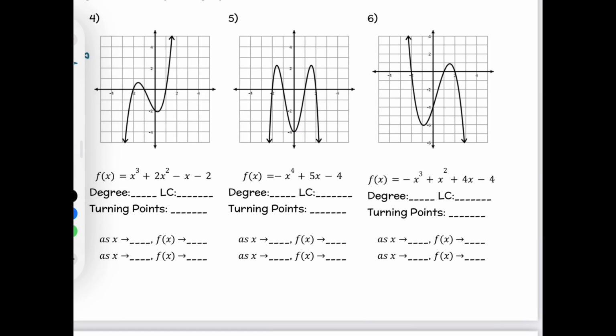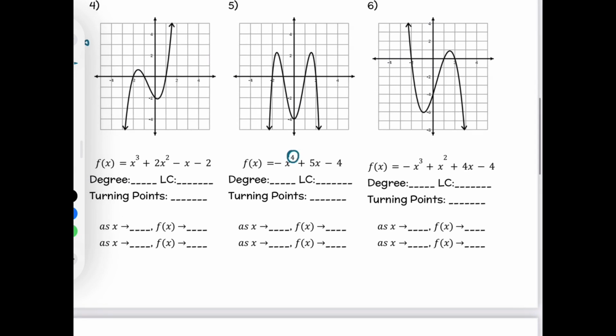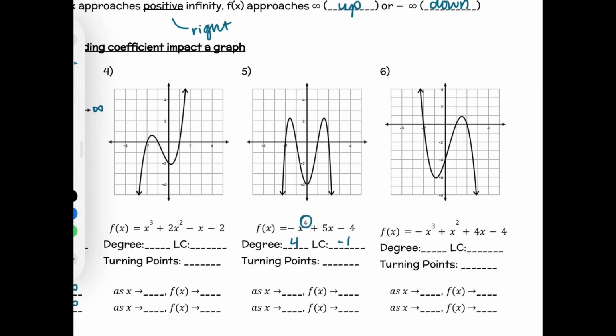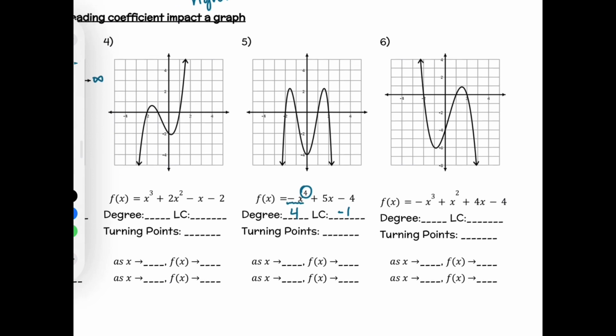So if we look at number 5, our degree is going to be 4. That's the highest exponent. Our leading coefficient is -1 because of this negative in front. Our turning points, we're going to have 1, 2, 3 turning points. And then as x approaches infinity, so if we go to the right, our graph is going down, so it's going to negative infinity. And then as we go to negative infinity, our graph is going down also. So we're also going to negative infinity.